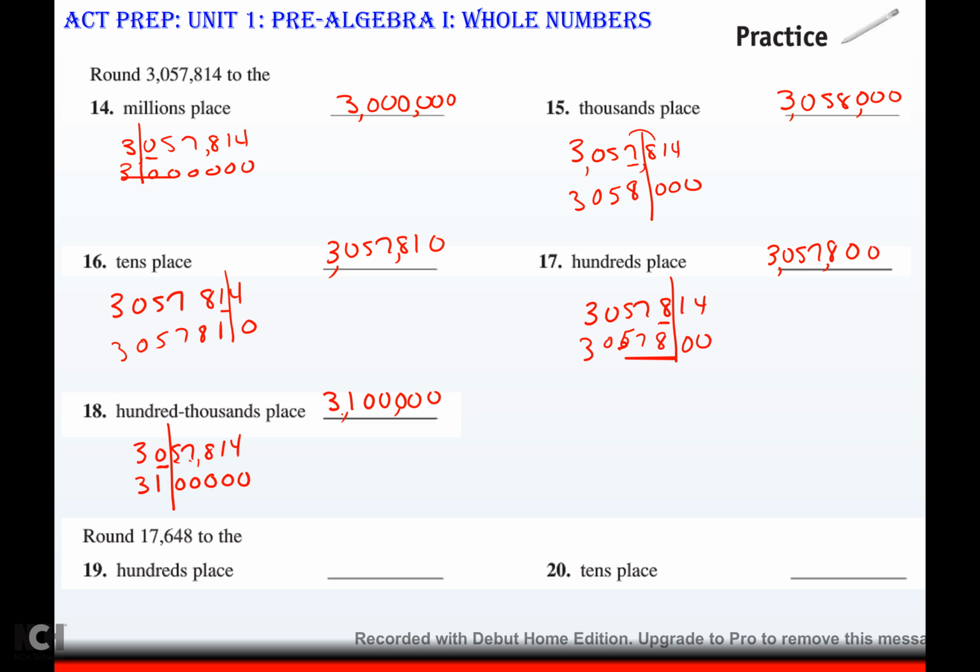Okay. And change numbers on us. 17,648 to the hundreds place. That's 6. The 4 is not going to bump it up, so this side stays the same. Those turn to zeros. Okay. Tens place. 17648. Tens place is the 4. 8 is bigger than 5, so that bumps that up to a 5. Everything in front stays the same. After turns to 0. There you go.